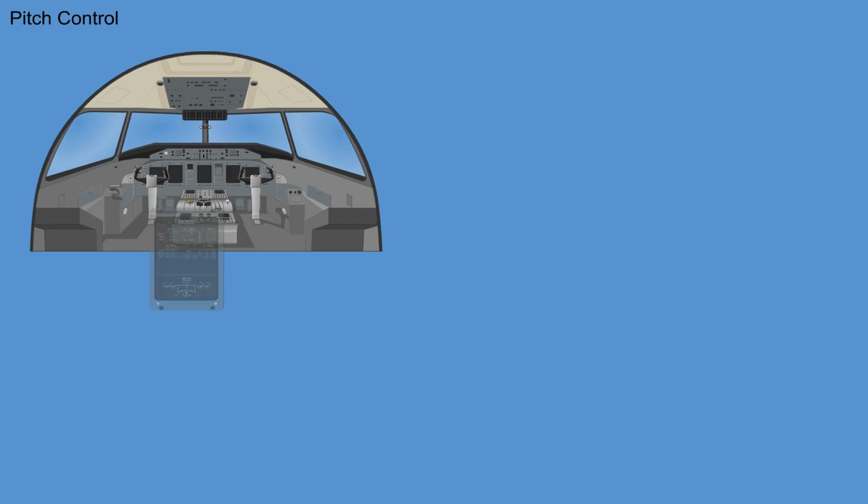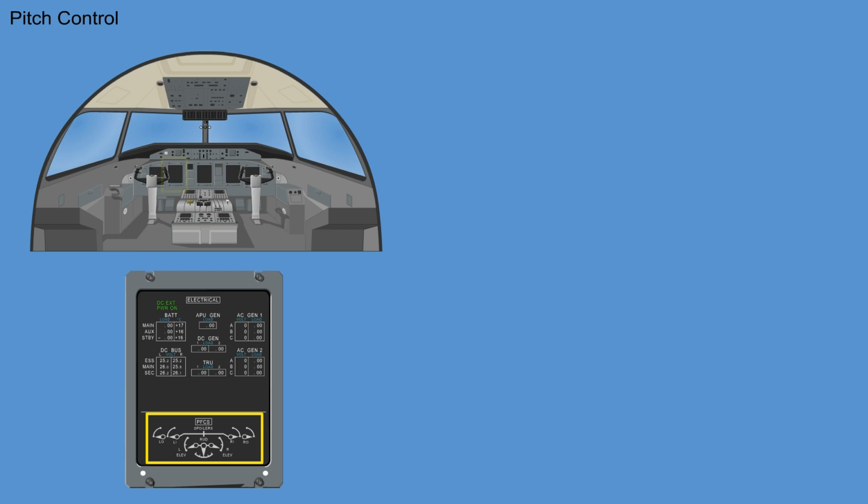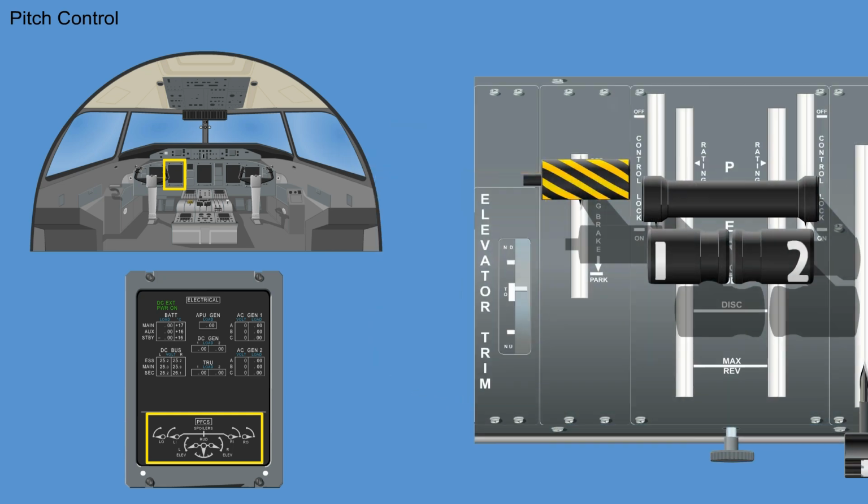The elevator trim position indication is displayed on the pilot's MFD and on the elevator trim indicator located in the center console. The indicator is labeled U for nose up, D for nose down, and TO for takeoff. A white band next to each of the takeoff labels shows the takeoff trim range.